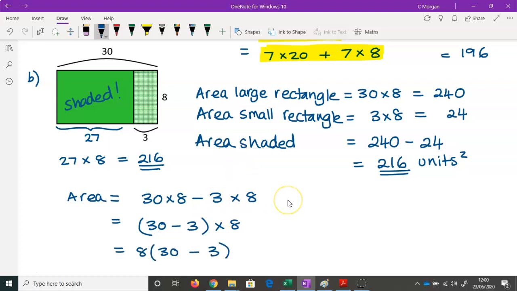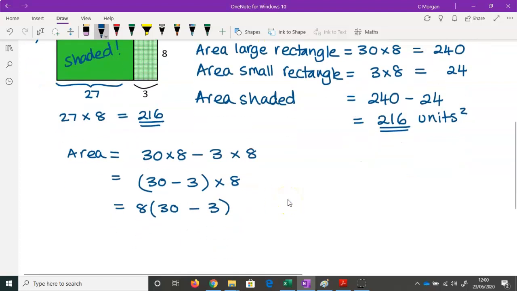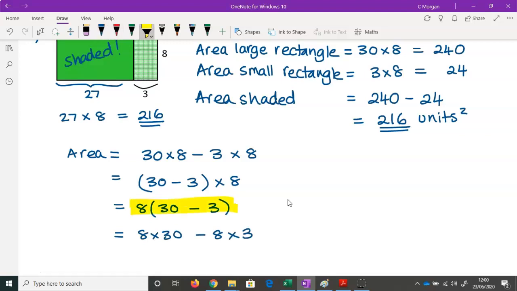And earlier, when we found the area of that shaded rectangle, I said that we had to do 8 lots of 30 subtract 8 lots of 3. So again, I have a relationship between an expression with brackets and an expression without brackets. So this is an algebraic skill that's really important, expanding brackets.